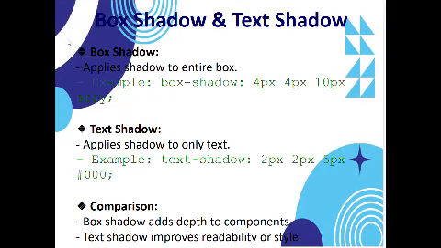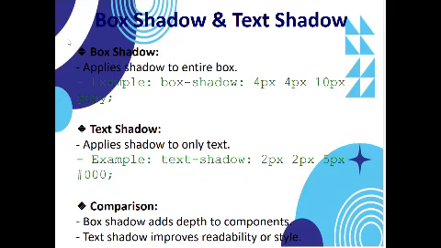Now we are discussing box shadow and text shadow. Box shadows can make your user interface pop. Let's take an example: box shadow of 4 pixel and 10 pixel in gray color, which means it lightly shows the shadow in gray color, whereas a text shadow only affects the text.